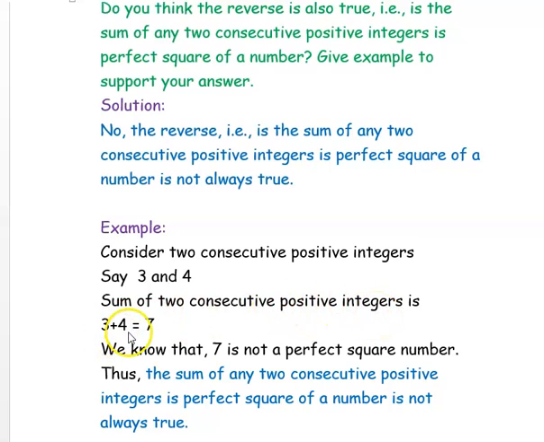So I am going to sum the two consecutive integers, that is 3 plus 4, which is 7. So our question is, is it a perfect square of a number? So we know that if you sum, you will get 7. So we know that 7 is not a perfect square of a number. So the sum of any two consecutive positive integers being a perfect square of a number is not always true.